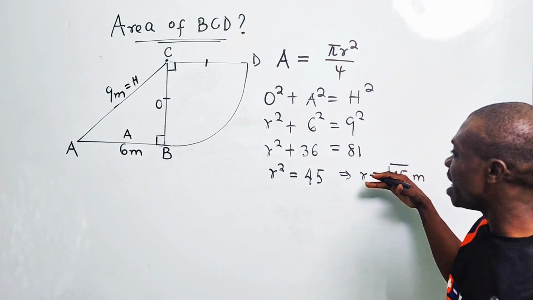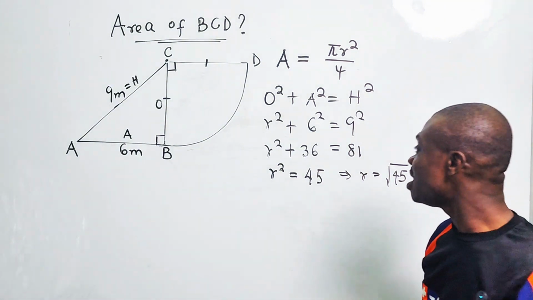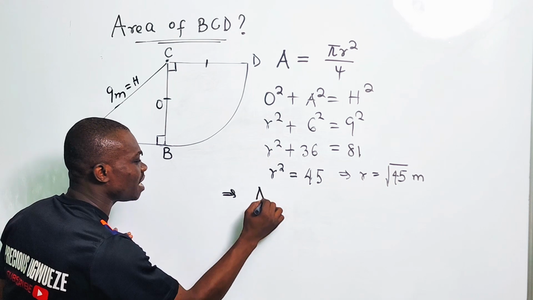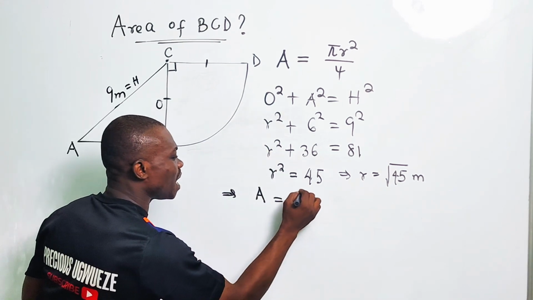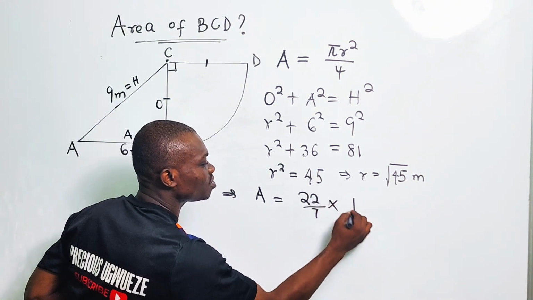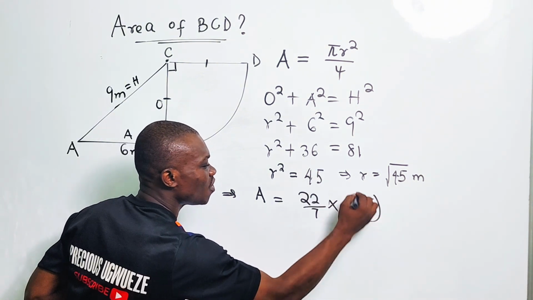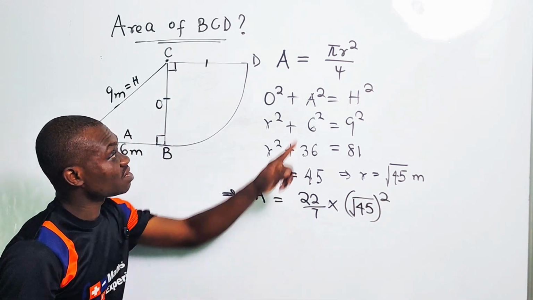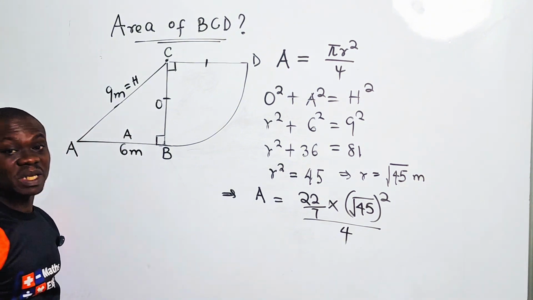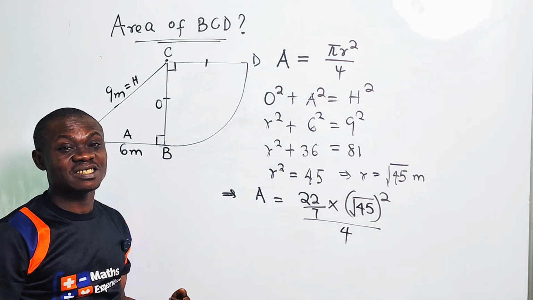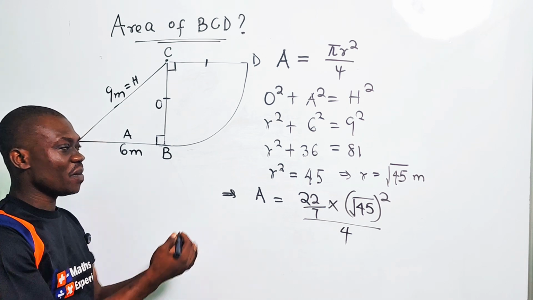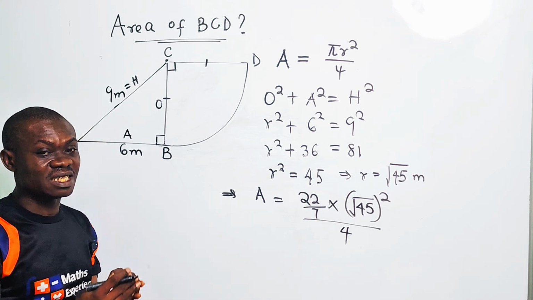From there we can now substitute into our area. It implies that our area is equal to pi, which is 22 over 7, multiplied by our radius, which is the square root of 45, all squared, that's the square of the r, then all over 4. But in that question, they said we should leave our answer in decimal, I think they said 3 significant figures. But of course, I'm going to be leaving mine as a fraction.